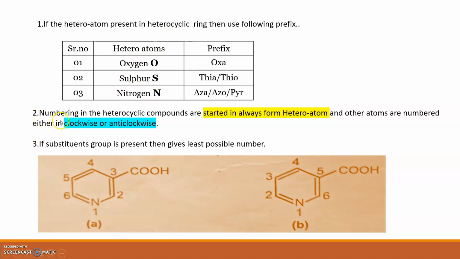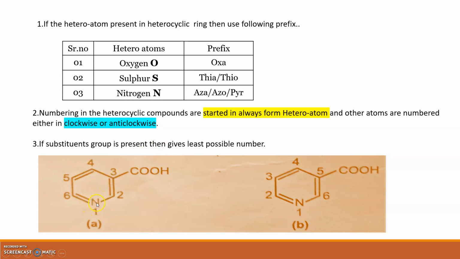Now, second point: numbering of heterocyclic compounds always starts from the heteroatom. If a heteroatom is present in the heterocyclic ring, then start the numbering from the heteroatom. Suppose this is the example of pyridic acid.